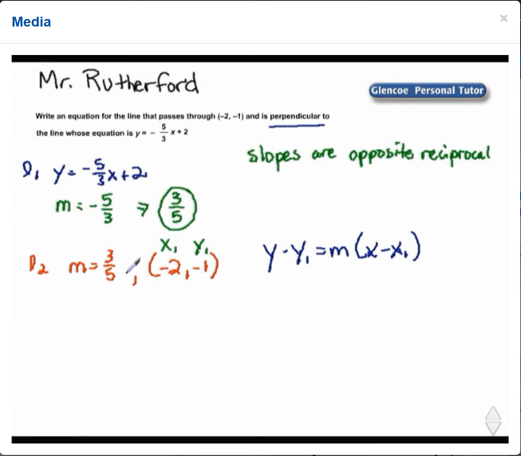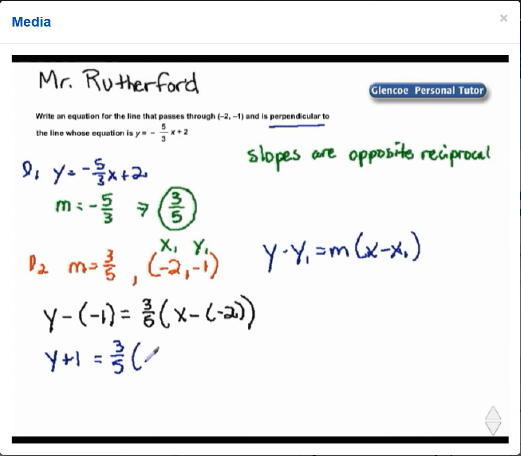So we can substitute these values into the point-slope form. So we have y - (-1) = 3/5 (x - (-2)). So now we need to simplify this equation. On the left here we have y - (-1), well, that'll turn into y + 1. On the right, let's simplify the inside of the parentheses first before we distribute the 3/5. So we have x - (-2) will turn into x + 2.